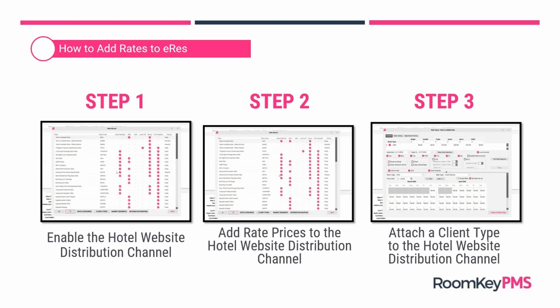Now, one last thing that I wanted to note, that step number 3, the client type that I used did have a custom name associated with it. So the name was website/eRes booking engine. In your property, you may have a different name assigned to your eRes booking channel or that type of client type. So I'm just going to open up RoomKey and show you where you can find your custom name or the name of the client type you should use.